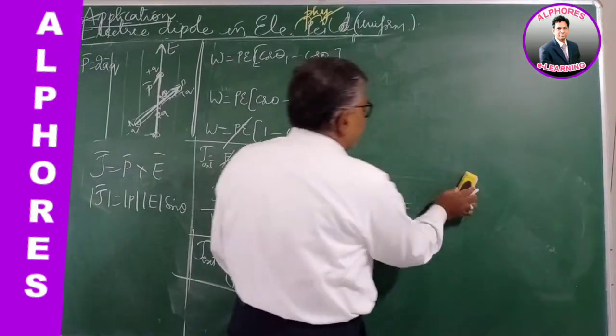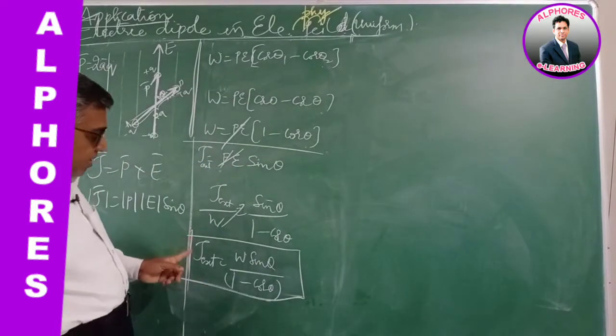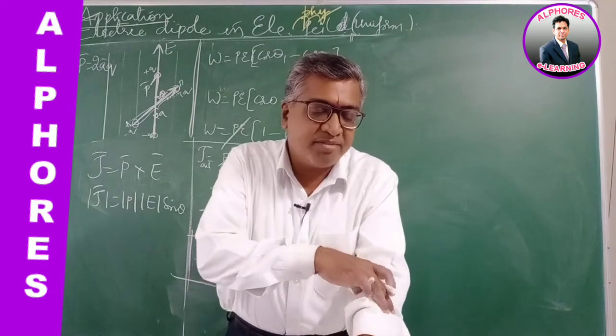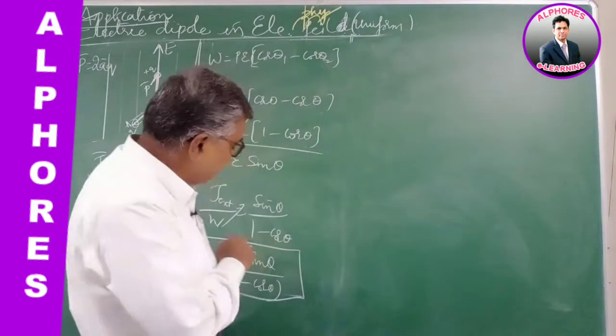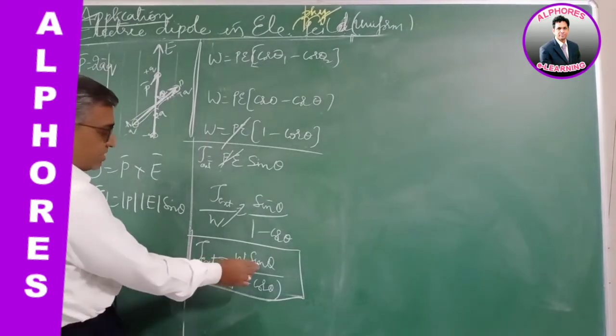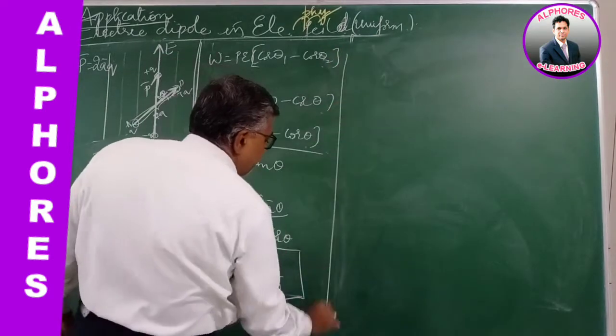This was the question asked in an earlier entrance examination. The external torque required to sustain a dipole in the final position after tilting it through an angle theta, when the work done is W: torque in terms of the work done W is W sin theta by 1 minus cos theta. You can still simplify this by trigonometry.